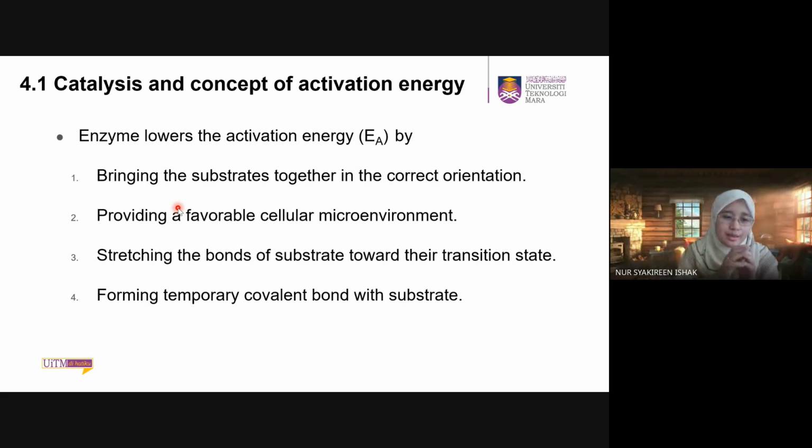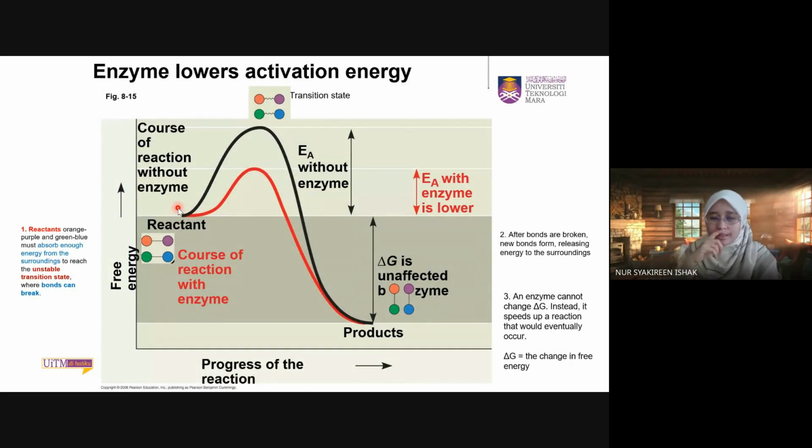Then, forming a temporary covalent bond with the substrate. The enzyme can form a temporary covalent bond with the substrate. So this is how an enzyme lowers the activation energy of a reaction. This graph shows you the rate of reaction for a reaction that involves an enzyme and also for a reaction that does not involve an enzyme. First we look at the black graph here.